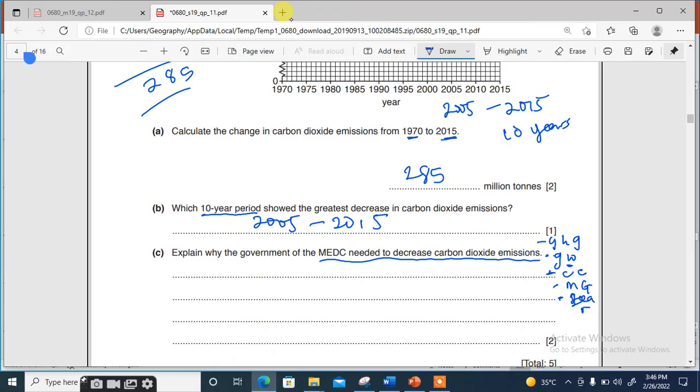So the rest is just English, just coming together with looking at what you need to do. But why does the government of MEDC need to decrease? Another reason is there can be pressure from international communities for them to reduce their carbon dioxide emission. Also, international communities can come up with fines. But this is the impact of carbon dioxide. So if you can't remember international community and fines, if you remember the impact of carbon dioxide, you still get your 2 marks. So what I will write here is that carbon dioxide, CO2, is a greenhouse gas.